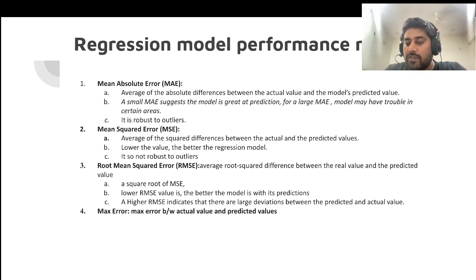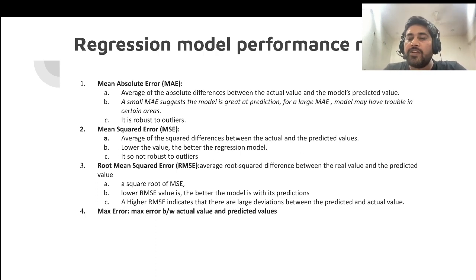So let's go through some of the model performance metrics for regression problems. The first one is called mean absolute error. It is nothing but the average of the absolute differences between the actual value and the predicted value. A small MAE suggests that the model is great at prediction. For a large MAE, there is some issue in certain areas of the model building, and it is robust to outliers.